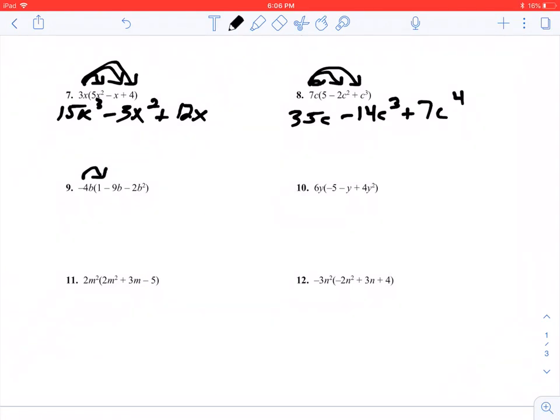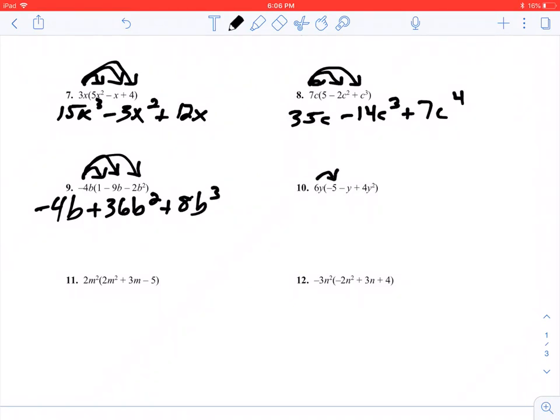This is going to get distributed to all 3 things just like that. I'm drawing arrows every time just so you guys see what I'm doing. It's not necessary, but if it helps you to make sure you remember to distribute it to everything, then go for it. So negative 4b times 1 is negative 4b. Then we have negative 4b times negative 9, which is positive 36b to the second. And then we have negative 4b times negative 2, which is positive 8b to the third.